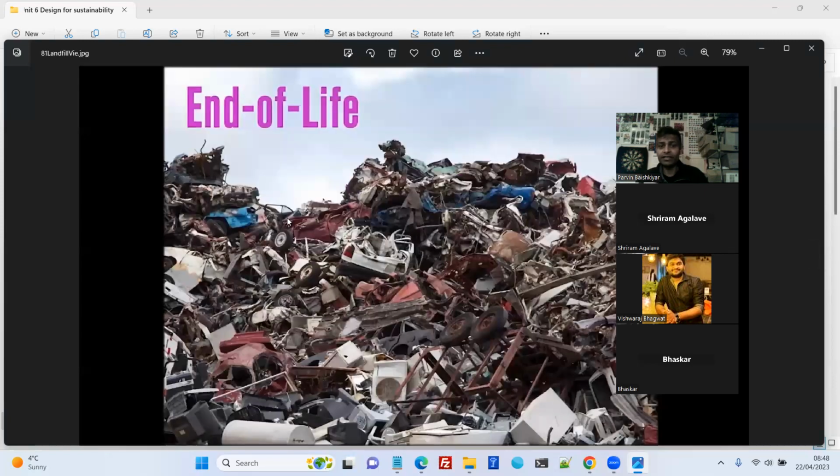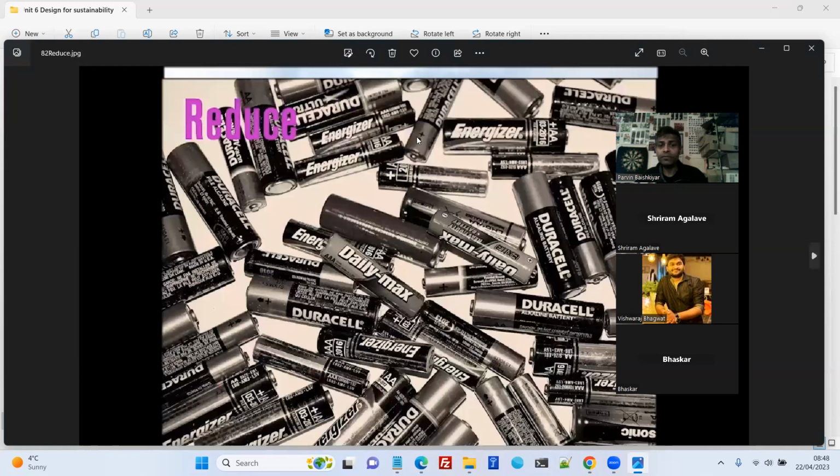So this is the end of life, right? We don't want this kind of end of life. It's a landfill, a mixing of materials. You can see rubber, plastic, it's completely useless, or it's too cost prohibitive to even reduce.